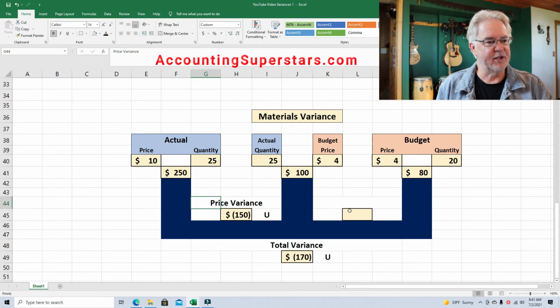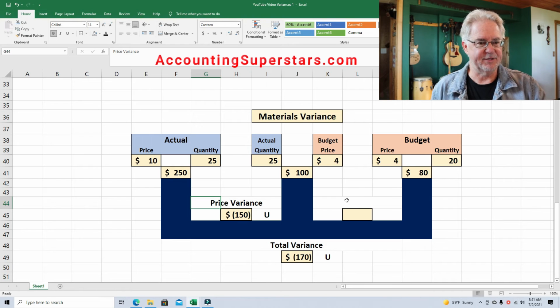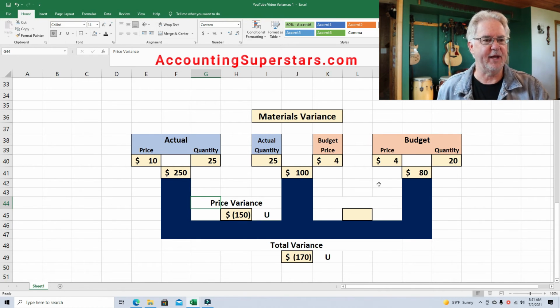All right, so let's figure out over here the quantity variance. Now, how did I know it's the quantity variance? Well, there are two ways to know. One way is that over here on the left, this is budget.